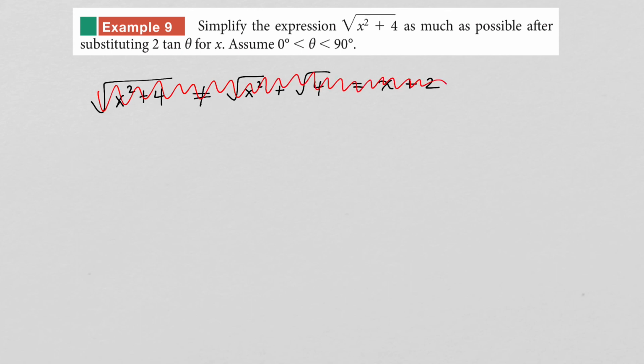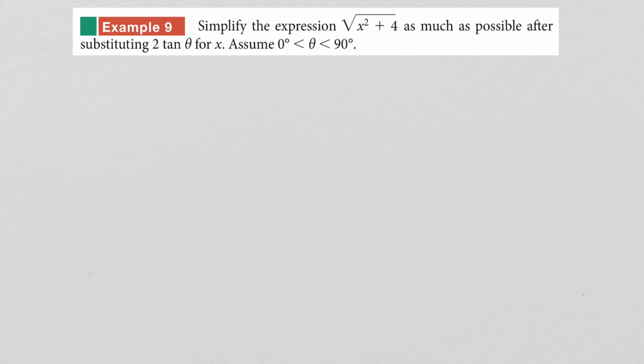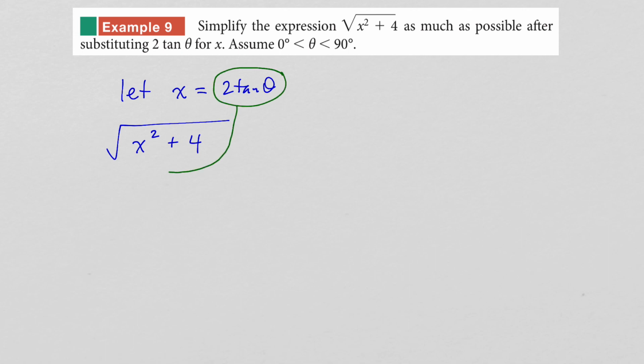So what we're going to do is take the advice given, which they said, substitute 2 tangent of theta for x. So what that means is we're going to let x be equal to 2 tangent of theta. And what we have is the square root of x squared plus 4. So because x equals 2 tangent of theta, we are going to substitute 2 tangent of theta in for x. When we do that, we get the square root of 2 tangent of theta quantity squared plus 4. Now let's see what we can do with this.